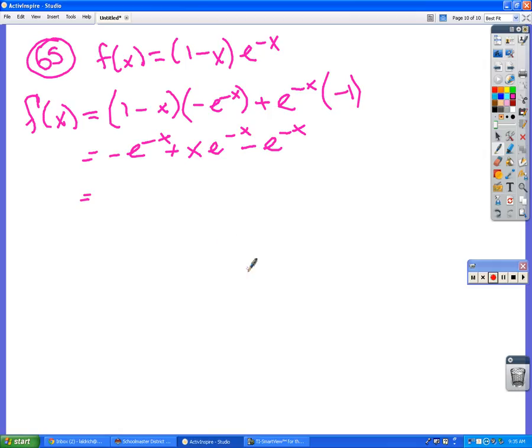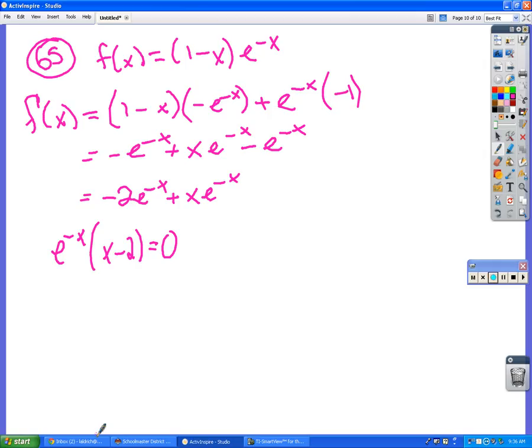I have that. All right, so I can combine some like terms there and get negative 2e to the negative x plus xe to the negative x, okay? So what do I need to do with that to find out where it's increasing and decreasing? Factor out an e to the negative x and set it equal to 0. Good. So that's going to be x minus 2 equals 0.